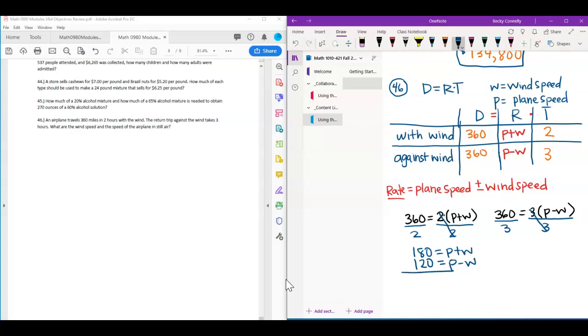And now we're set up in an awesome position to do some elimination, because if I add these together right now, I see my W's already eliminate. So that's super awesome. So if I add these two equations together, I'm going to get 300 equals 2P. And then I need to divide both sides by 2. So I came up with my plane speed is 150 miles per hour.